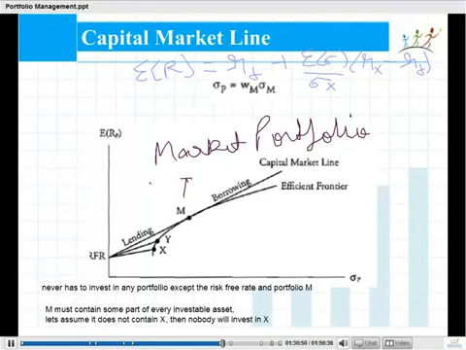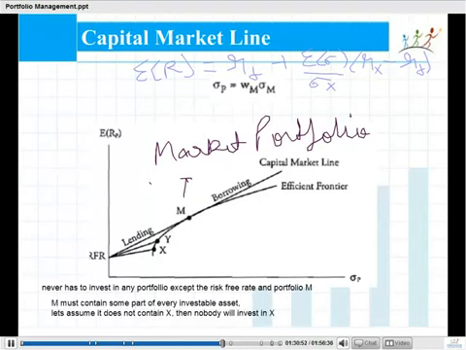If nobody invests in X, what will happen to the price of X? Nobody wants to buy X. People only want to invest in other securities. That is, they want to sell X and invest in portfolio M. M does not contain X, so nobody will invest in X. If nobody invests in X, what will happen to the price of X? It will keep falling.